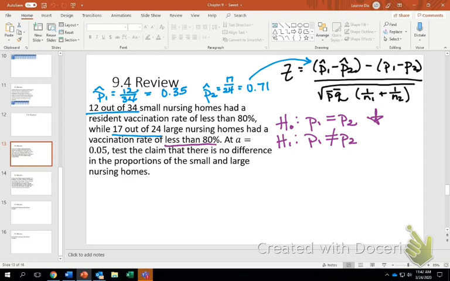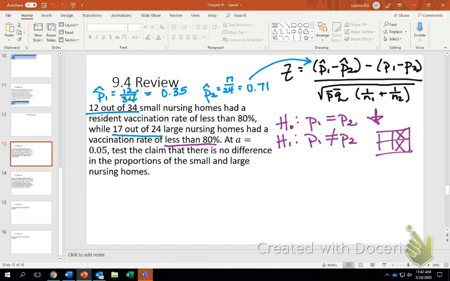So now my null hypothesis is going to be my claim, which is different. Typically it's our alternative, but that's all right. If we were to make our little box, we can cross out all of the alternative statements, and now we're just left with the null. All right, so I found my hypotheses.